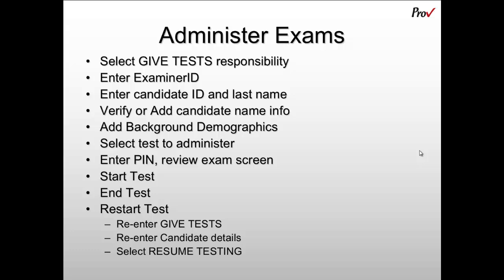Next, you'll enter in the candidate ID and last name that were used to pre-assign the test to the candidate. The next screen asks you to verify the candidate information. This makes sure that the candidate ID matches the candidate name. Once that's correct, you can add background demographics.